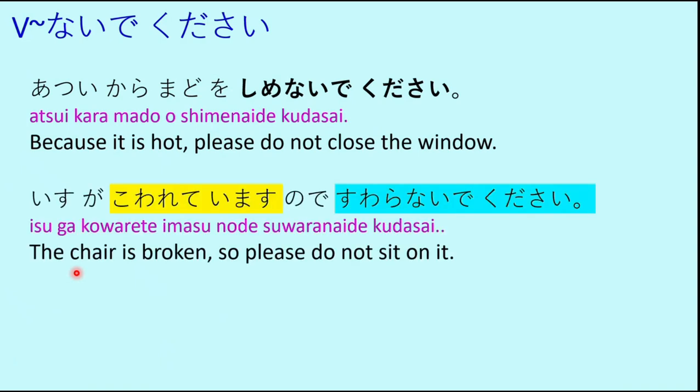Isu ga kowarete imasu node suwaranai de kudasai. So here you can see there are two te forms. One is kowarete imasu. That means the chair has been broken. Kowarete imasu is a continuous tense, present continuous, meaning the chair is still broken. Isu ga kowarete imasu means the chair is broken or the chair has been broken. Node. So suwaranai de kudasai. Please do not sit. The chair is broken, so please do not sit on it. Isu ga kowarete imasu kara suwaranai de kudasai.